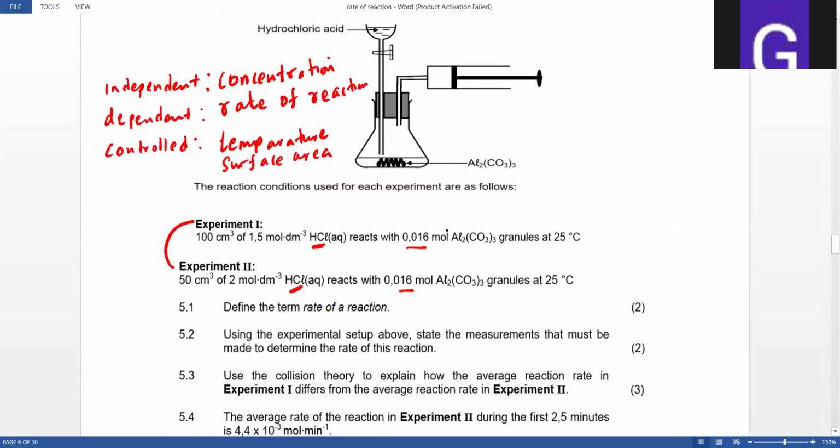I believe there's no need for me to write this up again, but let me just write it in full. It is the change in concentration of reactants or products per unit time.